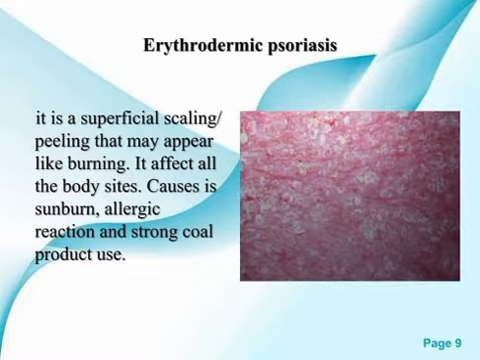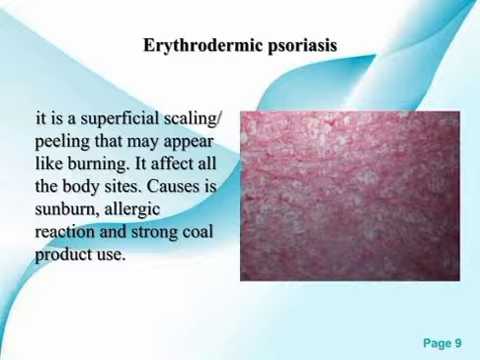Next will be erythrodermic psoriasis. Erythrodermic psoriasis is a superficial scaling, peeling that may appear like burning. So it's like sunburn. It affects all the body sites. Mainly it is caused by sunburn, allergic reactions, and also the use of strong coal tar products.